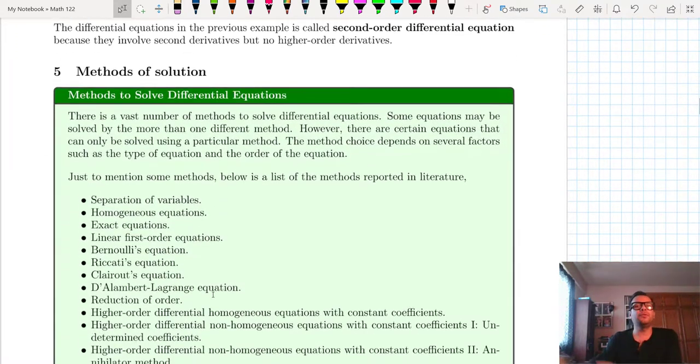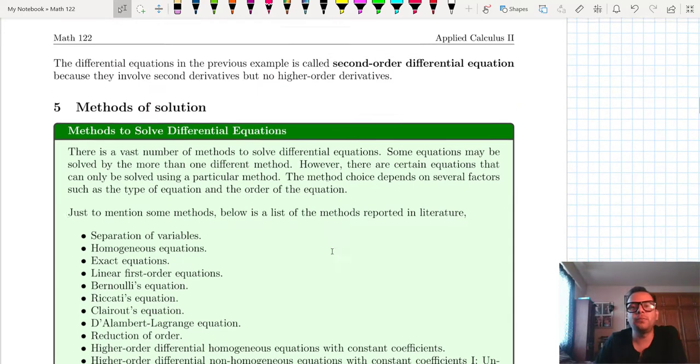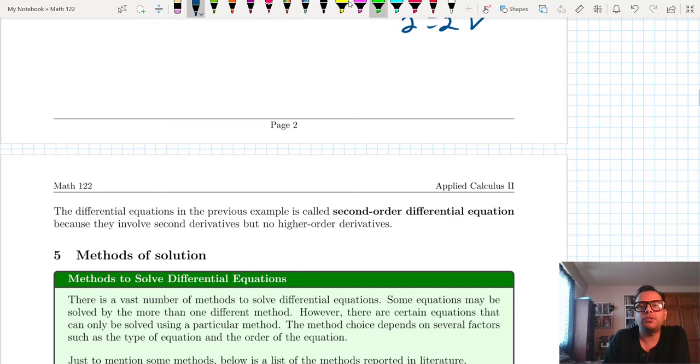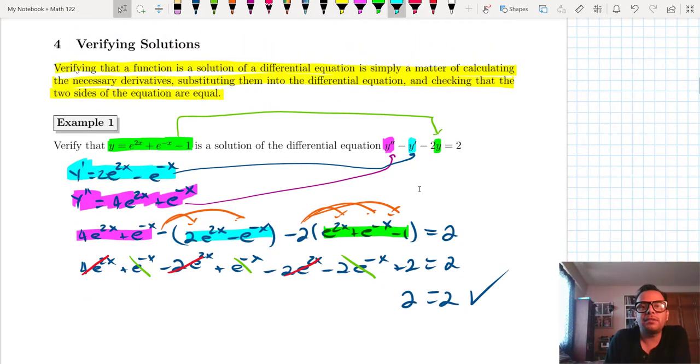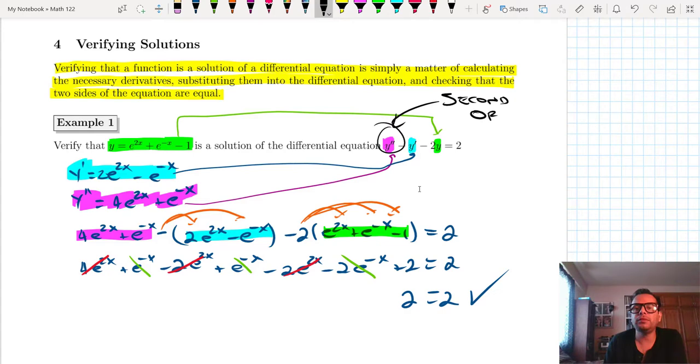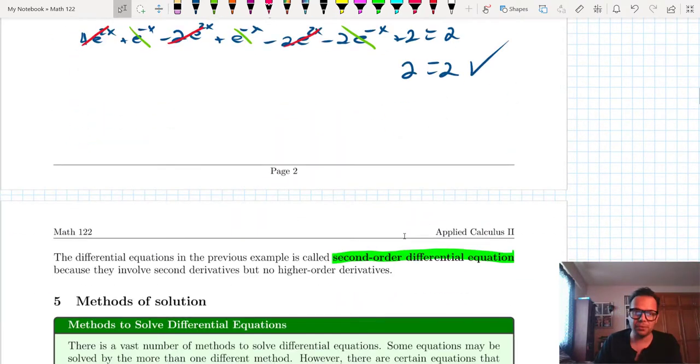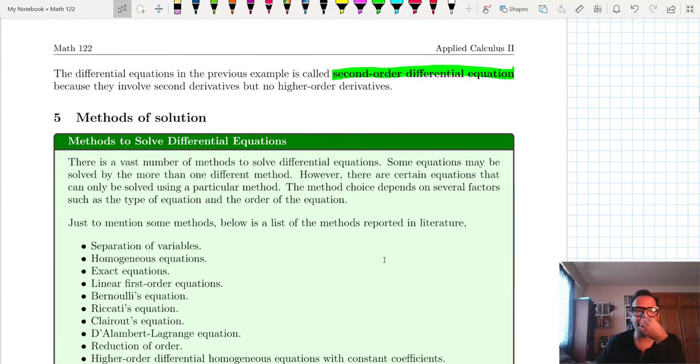All right, methods of solution of differential equations. By the way, the equation that we just looked at is called a second order differential equation. Why is it called second order? Because the highest derivative is a second order derivative. If we had, for example, the third derivative of the function, then it would be a third order equation, or a seventh order equation, etc.